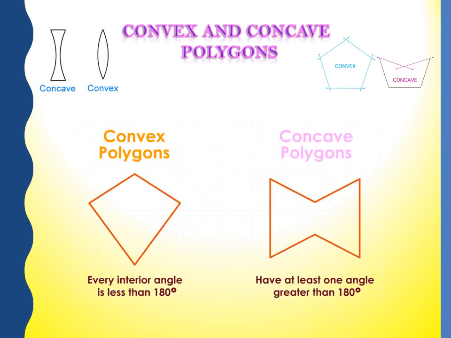Convex and concave polygons. Let's recognize now the difference between the convex and the concave polygons. The convex polygons, the normal type of polygons we have studied before, have every interior angle less than 180 degrees. But the concave polygon, as shown in this figure, has at least one angle greater than 180, meaning at least one reflex angle.